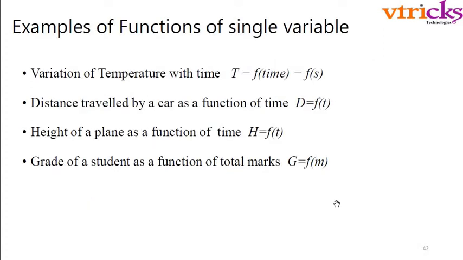Now we have discussed so much about functions of a single variable. Where in real life do we encounter such things? There are a lot of applications. If you look at the variation of temperature with time, T is a function of time. If we record the temperature in a location at different intervals of time, say every minute, then for every time interval we have a temperature. So we can write T is f of time, or T is f of s, where s denotes the time in seconds.